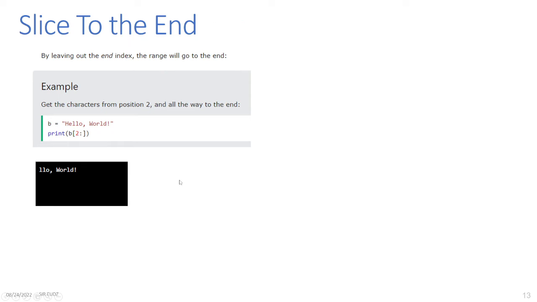Slice to the end. By leaving out the end index, the range will go to the end. So get the characters from position 2 and all the way to the end. So b equals hello world, print b 2 up to, so we don't have any value here. That means up to the last. So that's from letter L, 0, 1, 2 up to the last. So we have llo world.